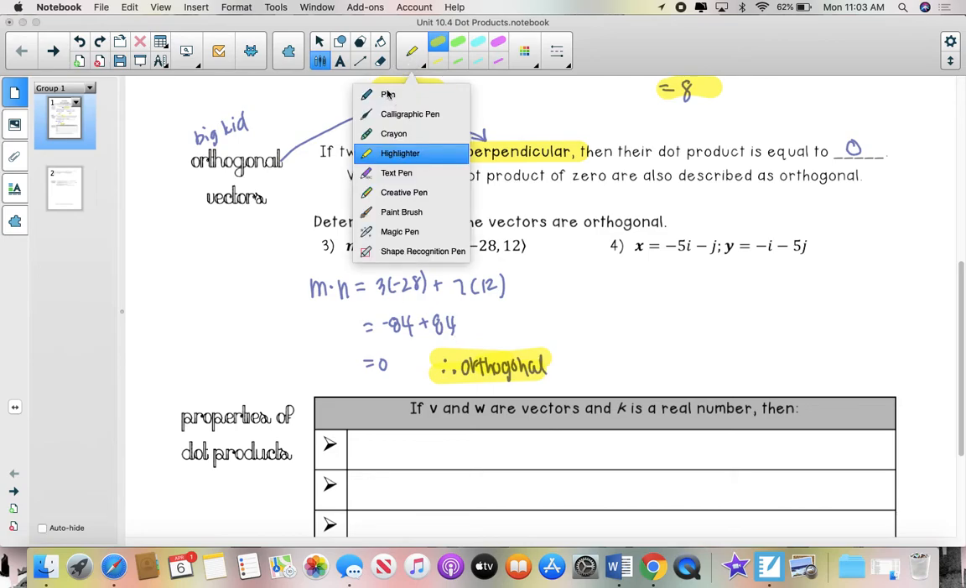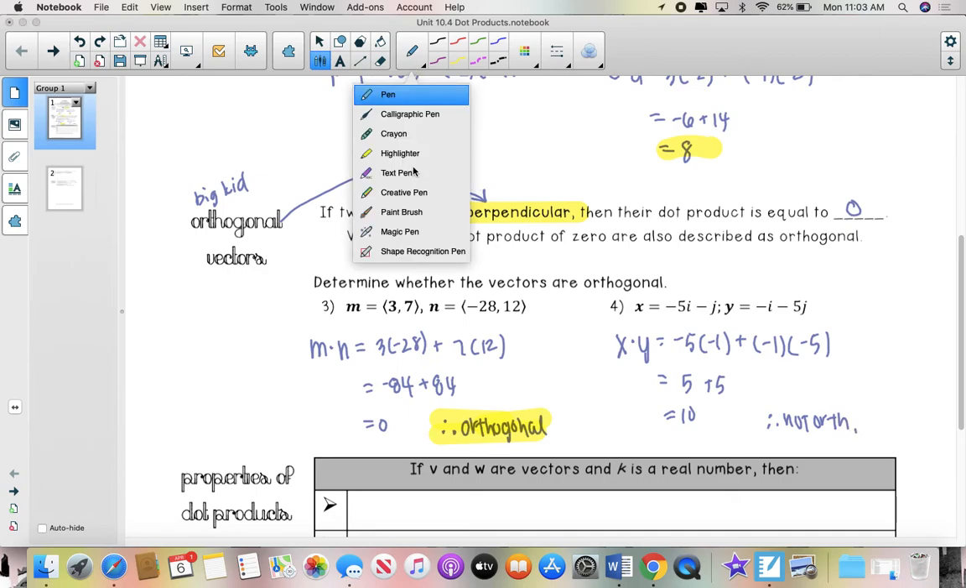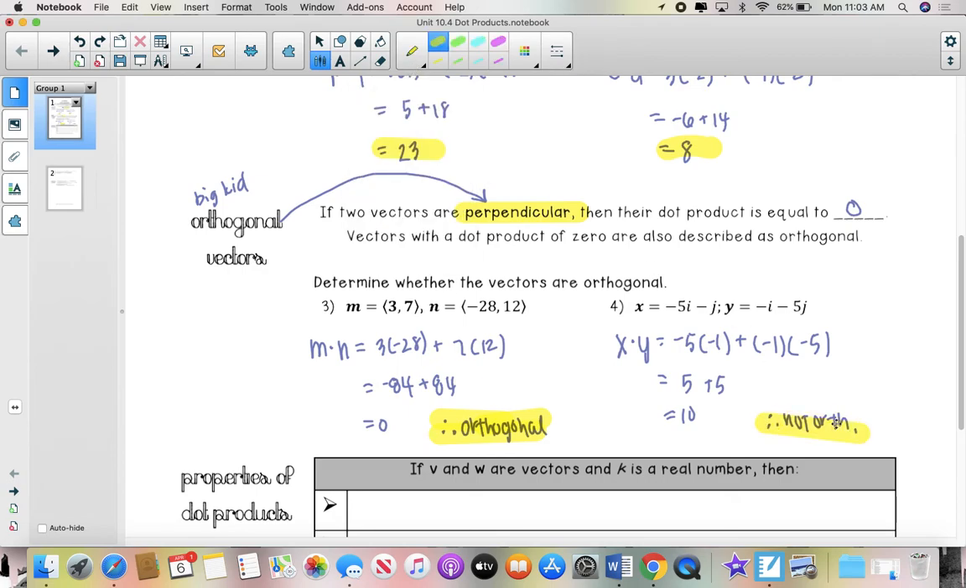Okay. Next problem, same thing, set up just like number 2. You're going to find the dot product of x and y. So you're going to do negative 5 times negative 1, and then you're going to add negative 1 and negative 5 multiplied together. So it's going to be 5 plus 5, which is 10. So therefore, not orthogonal. So not too bad. Just a little bit of simple math.